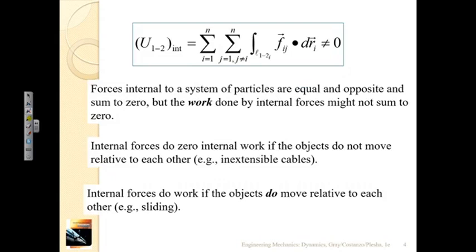That's all the same stuff. So our internal work between states 1 and 2. We've got, again, this double sum, i equals 1 to n, j equals 1 to n, of our integral, f sub ij dotted with dr. In general, it's not going to be 0.